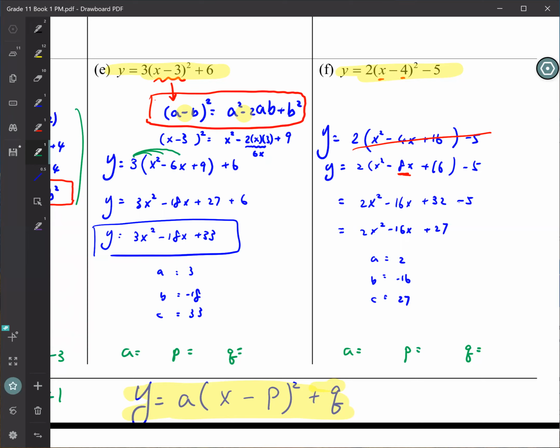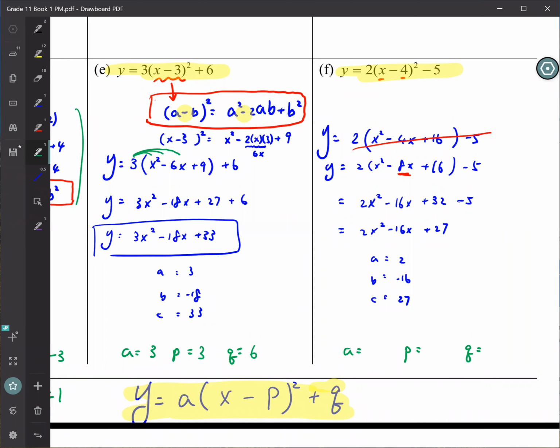Okay, Angela, can you tell us your APQ for E? A is 3. P is -3, P you need to flip. Flip the sign. P is +3. Yes. And then Q is 6. Yeah, very good. Okay, just remember the P, you need to flip the sign. A and Q, what you see is what you get.